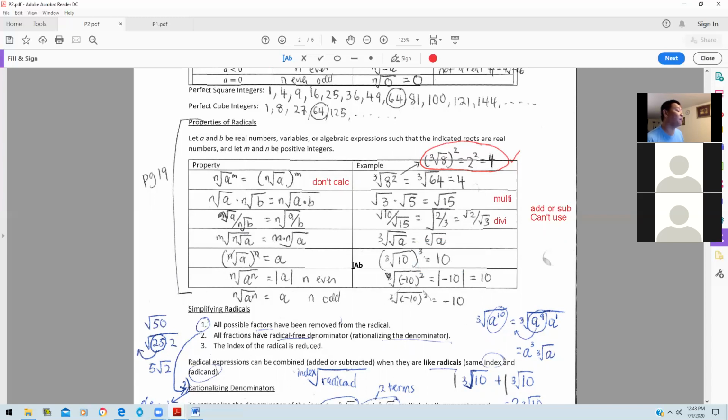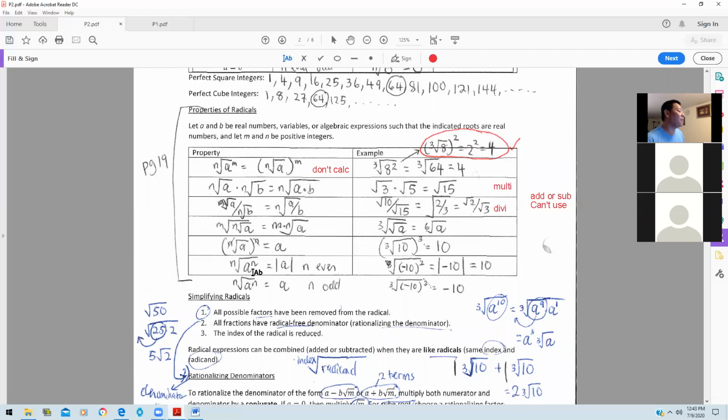You get a here. So this is what happens when you have the whole thing to the power of n, and n is inside the radical here. If it's even, you get an absolute value of a. But if it's odd, you get a here. This is used in your calculus class. That's the reason why, if you are going to calculus class, these last two properties are used a lot, in Calculus 1 and 2 mostly.